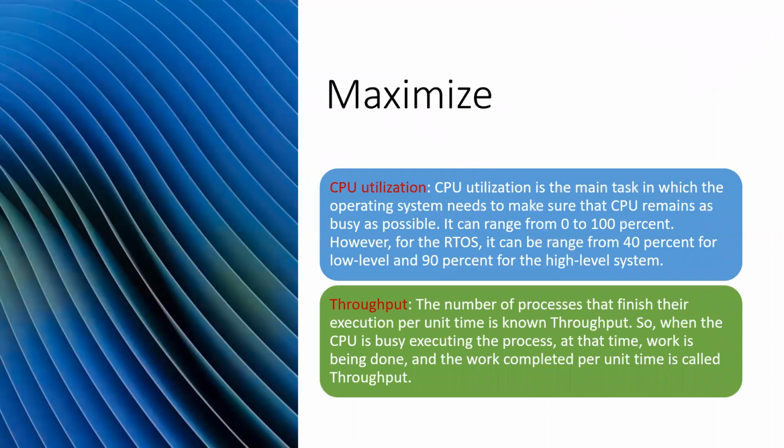Maximize, the CPU utilization is the main task in which the operating system needs to make sure that the CPU remains as busy as possible. It can range from 0 to 100%. However, for the RTOS, it can range from 40% for a low level system to 90% for a high level system. Throughput, the number of processes that finish their execution per unit time, is known as throughput. So when the CPU is busy executing processes, work is being done, and the work completed per unit time is called throughput.